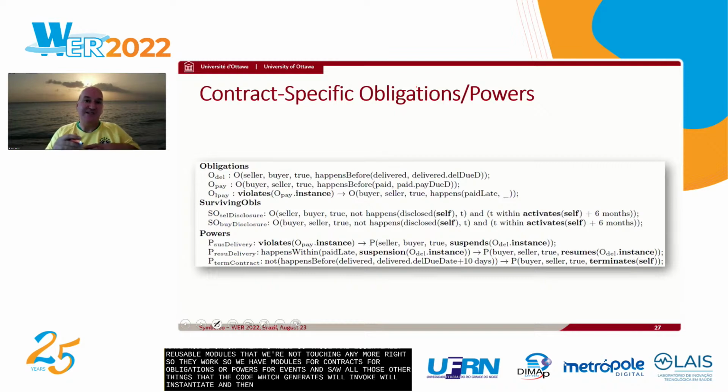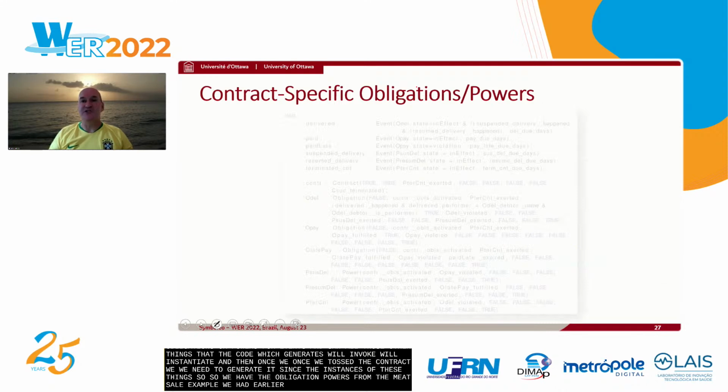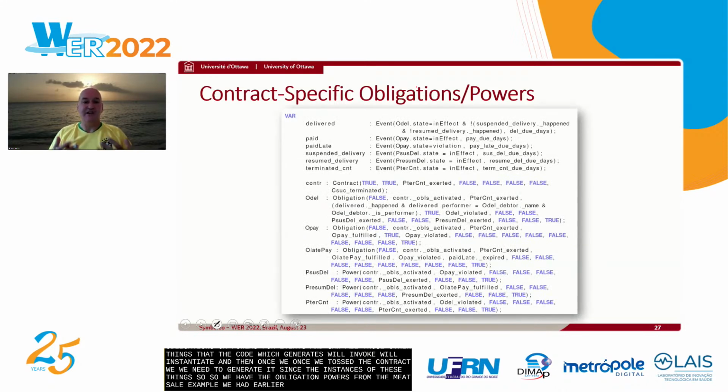And then once we parse the contract, we need to generate essentially instances of these things. So we have the obligations and powers from the meat sale example we had earlier. So essentially the code generator that we have will create all of these obligations and permissions as functions that will invoke our trusted reusable modules that I showed in the previous slide.